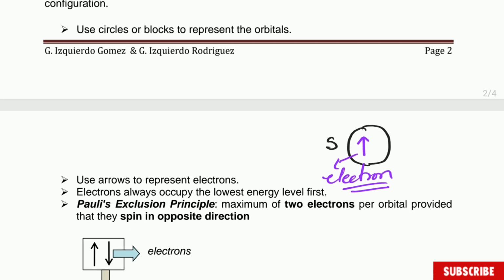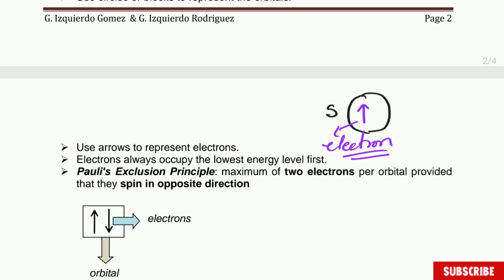Okay, and then there is a rule that says that there can be only 2 electrons per orbital. So for instance, if there are 3 electrons for this orbital s, I can only have 2 electrons, and they are going to be facing opposite directions. That is just by convention here. So this is another electron. So we can only have 2 electrons per orbital.